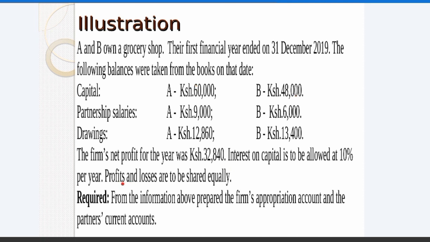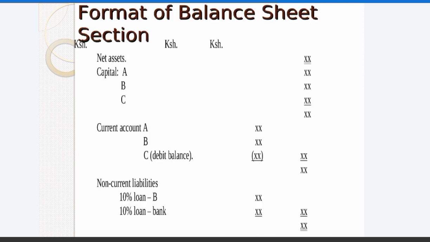And we are told the profits and losses are to be shared equally. Required, from the information above: prepare the firm's appropriation account and the partners' current accounts. Remember the current accounts, there are four things that we must account for.